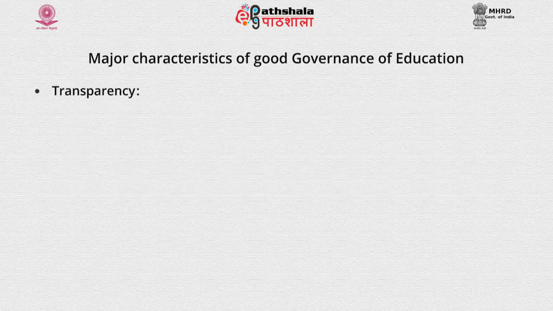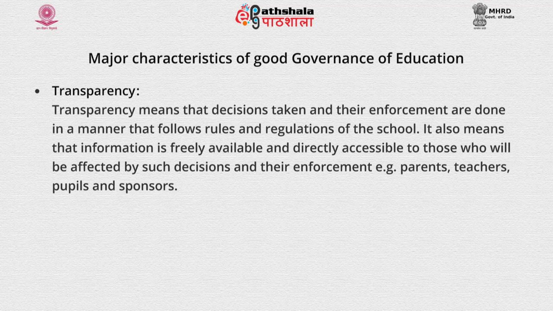Third one is transparency. Transparency means that decisions taken and their enforcement are done in a manner that follows rules and regulations of the school. It also means that information is freely available and directly accessible to those who will be affected by such decisions and their enforcement. For example, parents, teachers, pupils and sponsors.